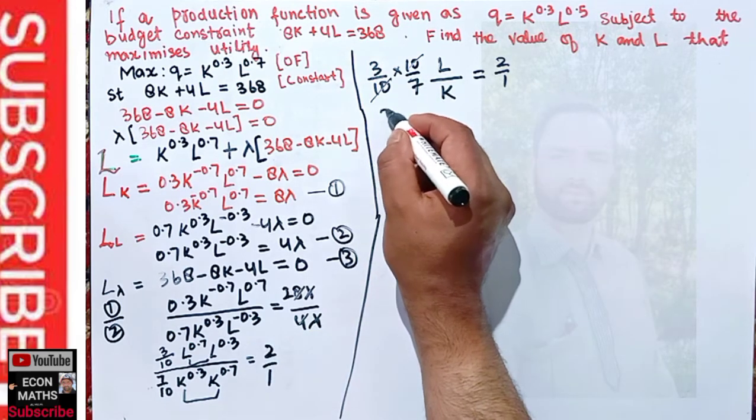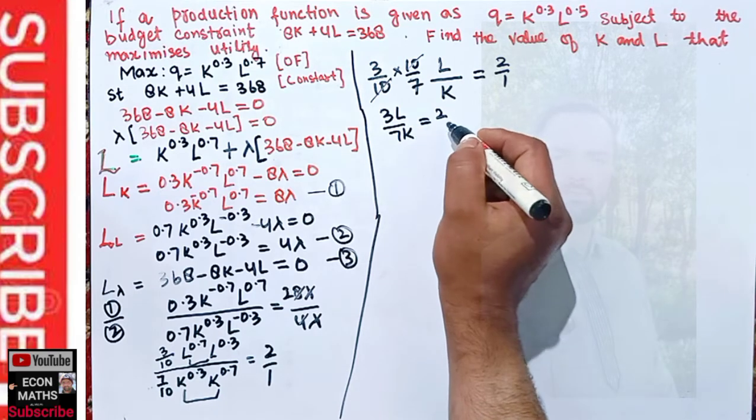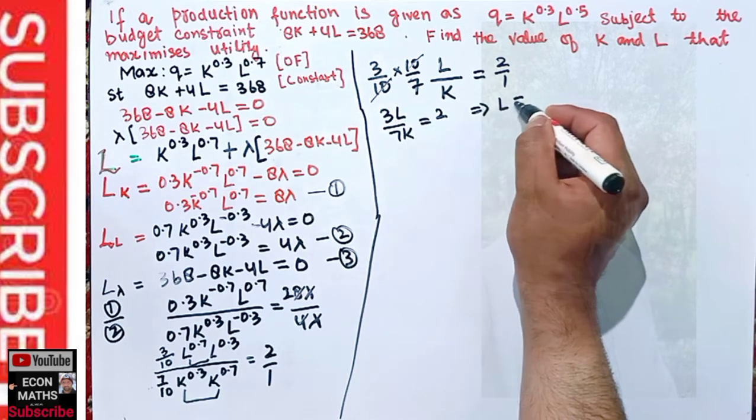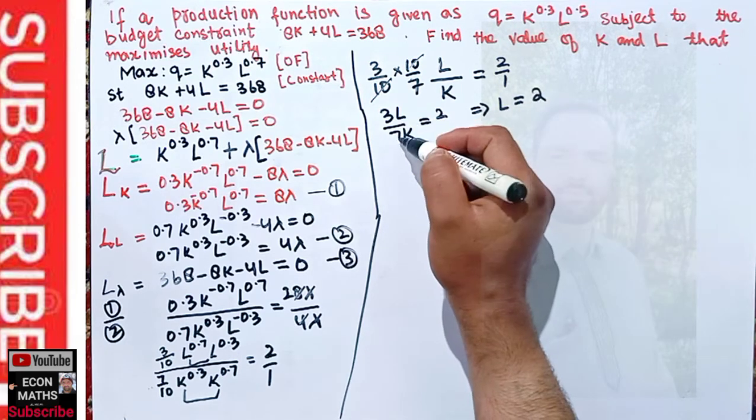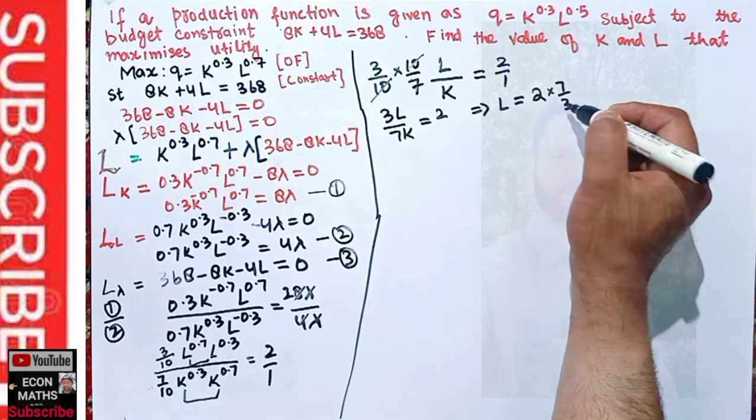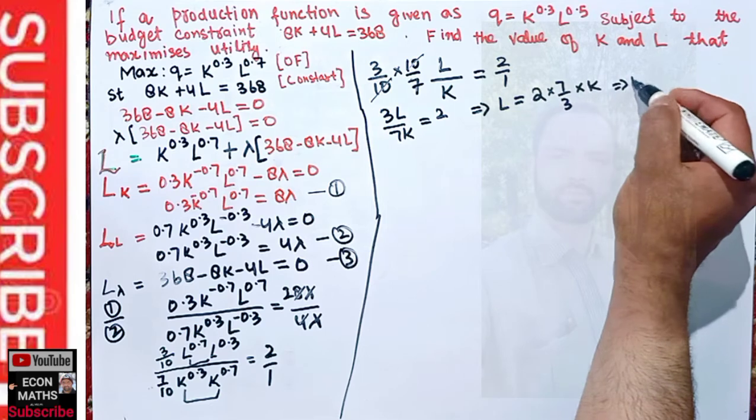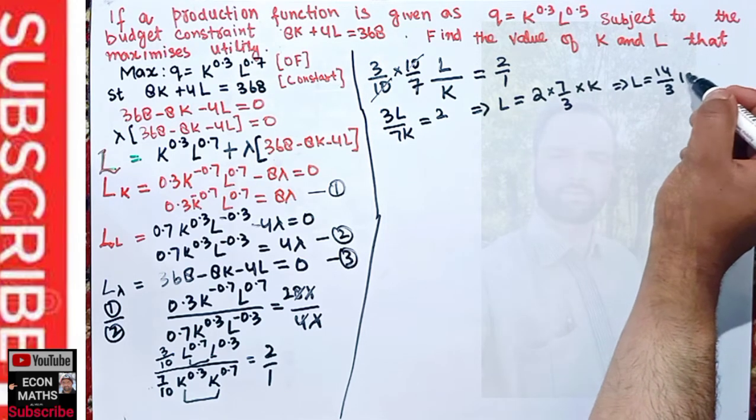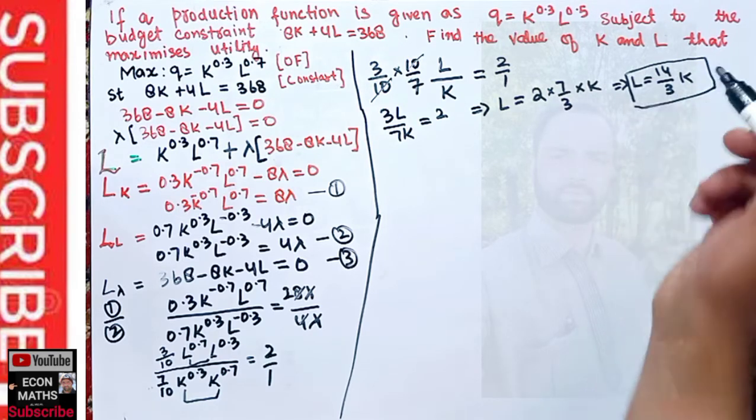So we are left with 3L divided by 7K is equal to 2. Or we can write L is equal to 2 transposing 3 by 7, it gets reciprocated, so this becomes 7 divided by 3 and K gets multiplied. Or L is equal to 14 divided by 3K. So we got the relationship between labor and capital.